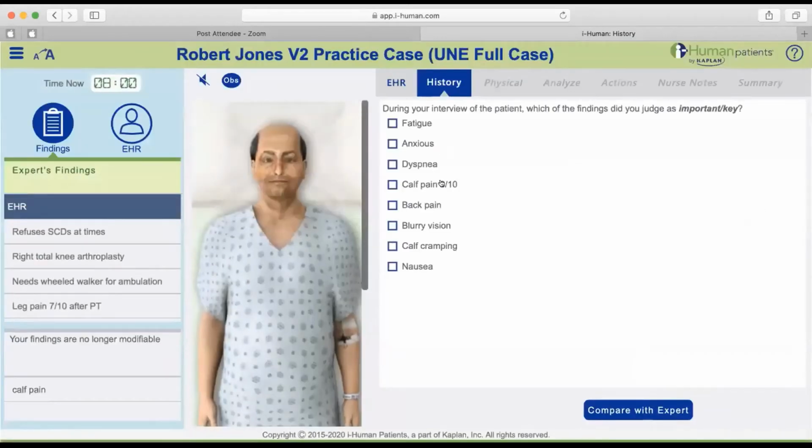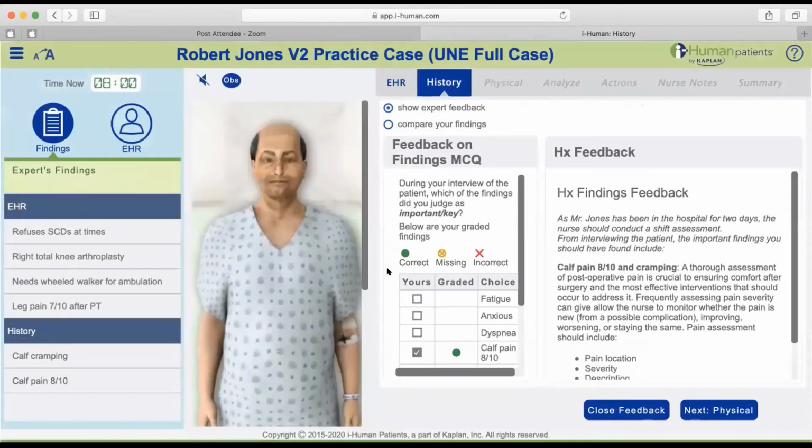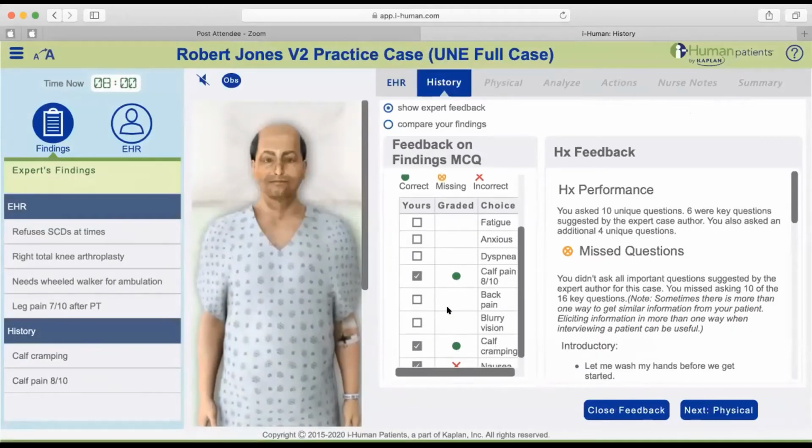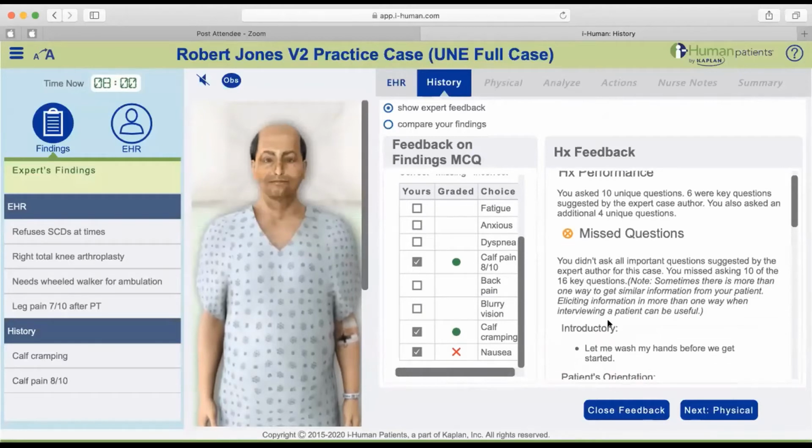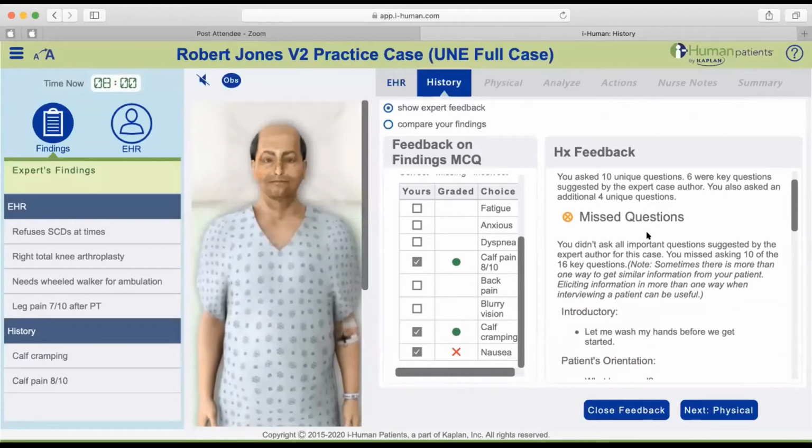And so I can click on calf pain, calf cramping, and maybe I found that he was nauseated. Compare with my expert. Again, I'm given a visual representation. Oh, we were wrong. He wasn't nauseated, but I'm told that. And then the written feedback. So the students are given information about what questions they missed.